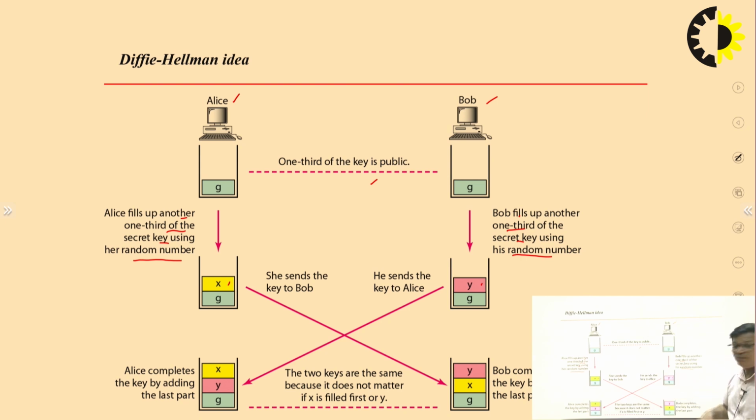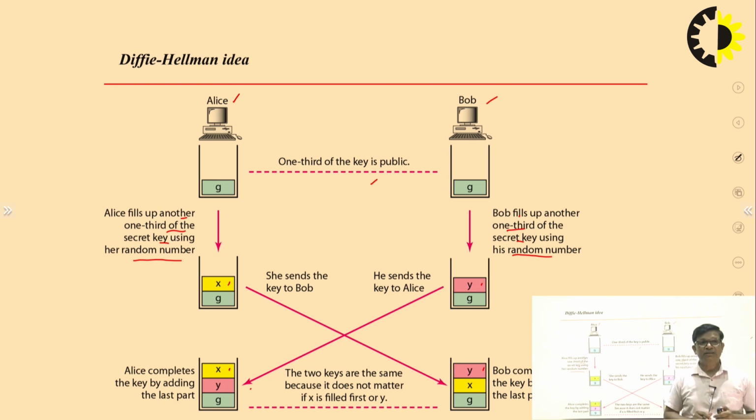Now what needs to be done? They are not exchanging X and Y directly, but Y is shared with Alice and X is shared with Bob. Alice completes the key by adding the last part, so both have X, Y, and G. These two keys are the same, because it does not matter whether X is filled first or Y is filled first. So both are the same.